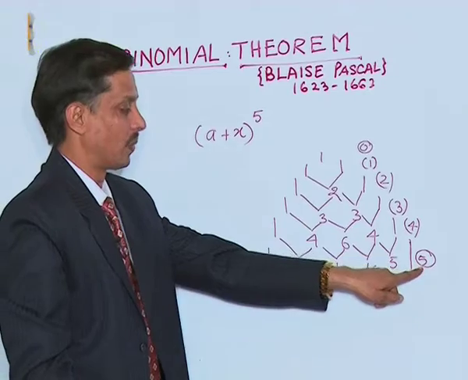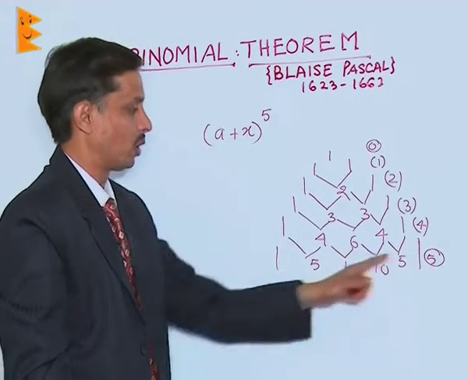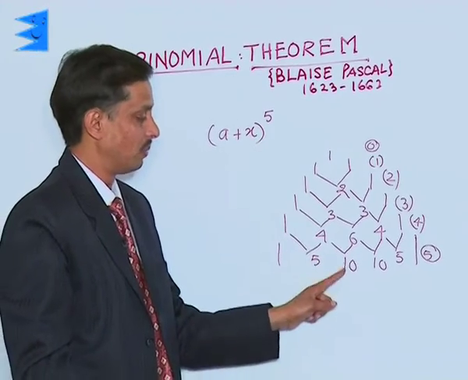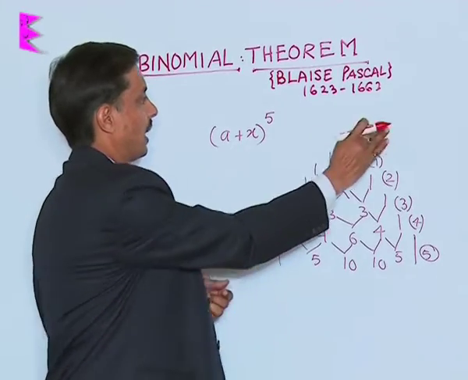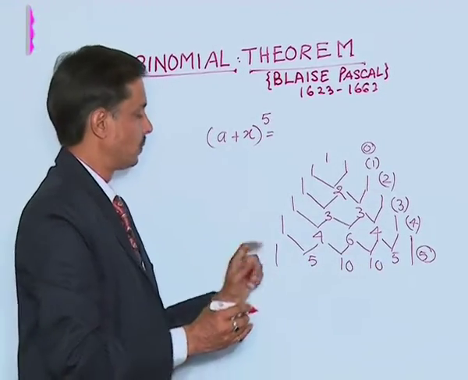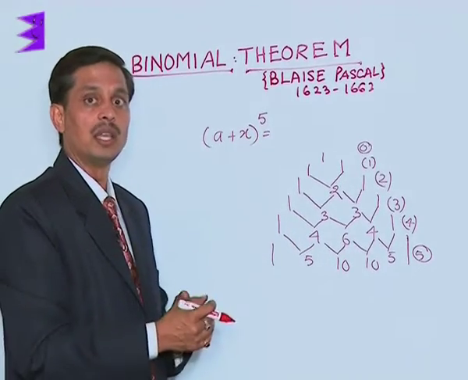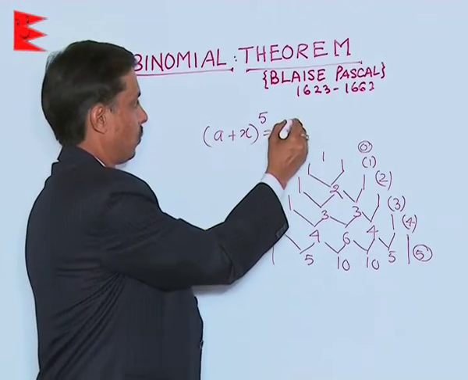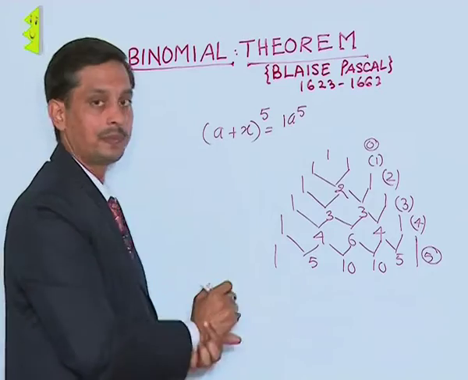So if powers are 5 in a binomial, then the coefficients on the boundary are as usual always 1. The coefficient of the second term will be 5, third will be 10, next will be 10 and next will be 5. So if I write the expansion of a plus x to the power 5, either in the increasing power of a or in the increasing power of x. Suppose I am taking increasing power of x. So first of all, a is to the power 5, coefficient is 1.